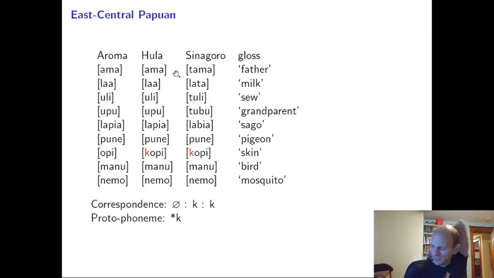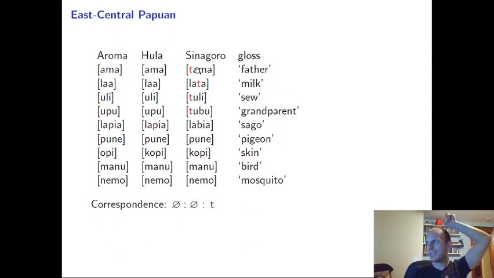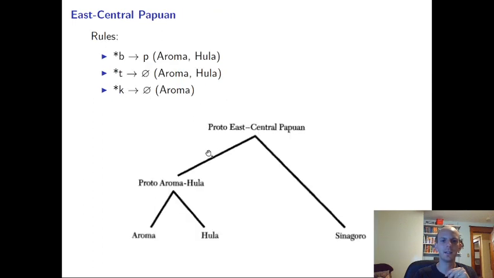But that's not the case. There's a subtle difference here. This looks like what we said for this, but it's actually different. The difference between these two sets is that here, for the T and nothing set, we're recreating the T in Sinagoro. So T goes to nothing, that rule, is shared by Aroma and Hula. It's a shared change, a shared innovation. These languages innovated the idea of not having a T. They did that together, like we said, right here. That's for this T to nothing change.